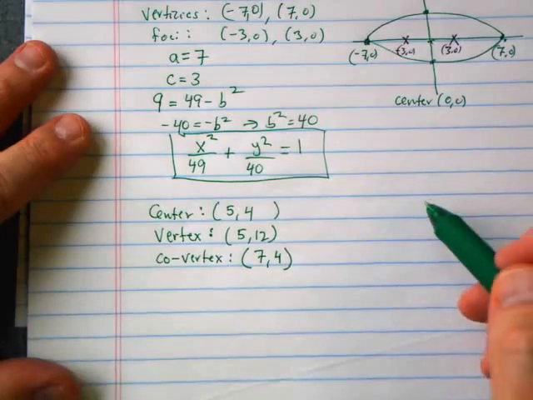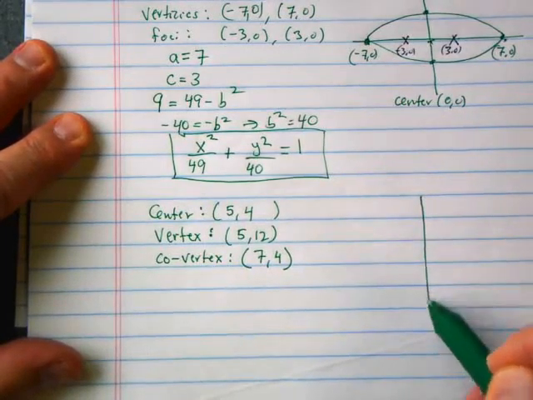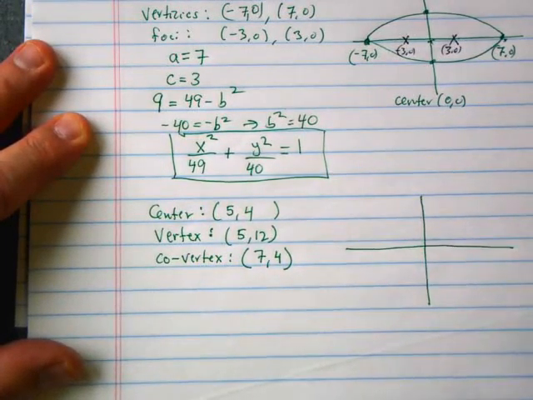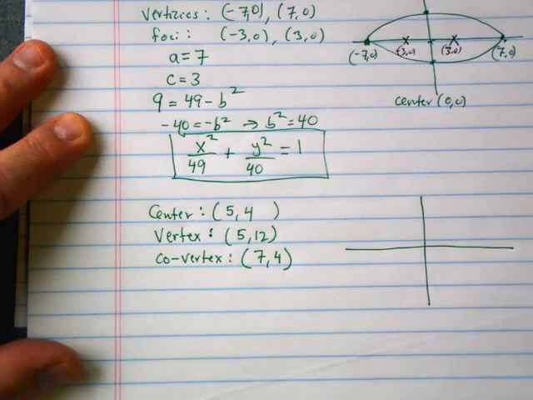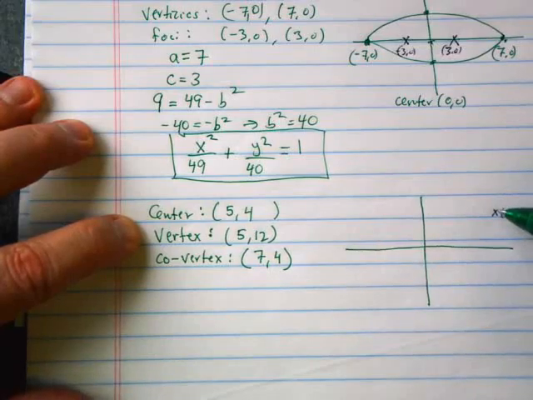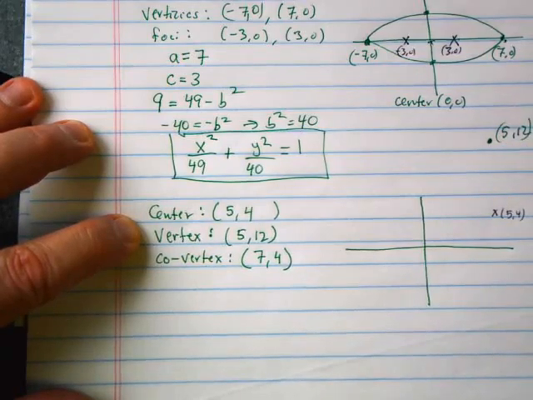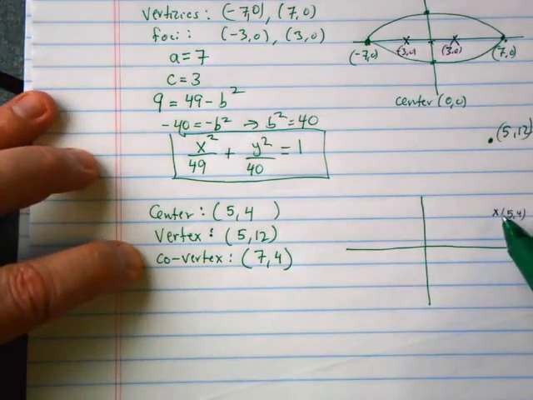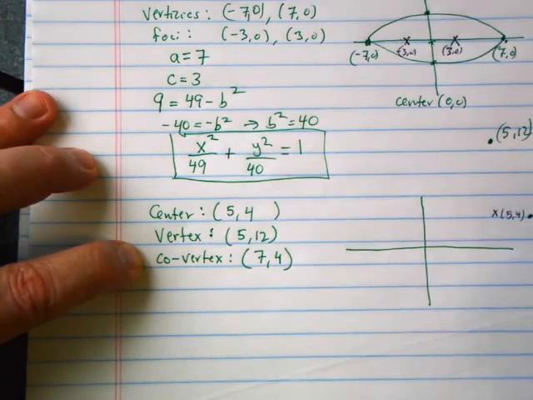Draw a picture. It's always a good idea to draw yourself a quick picture. All right, so the center is 5, 4. So that's right about here. 5, 4. And then my vertex, it says I got to go to 5, 12. So there's 5, 12. There's a vertex. And a covertex is over here at 7, 4.